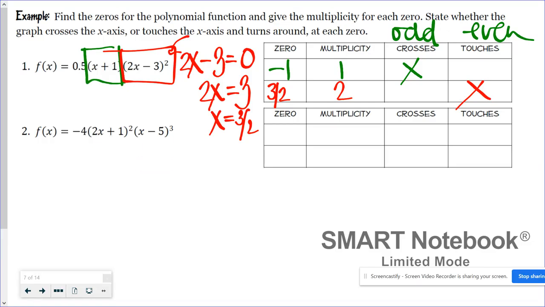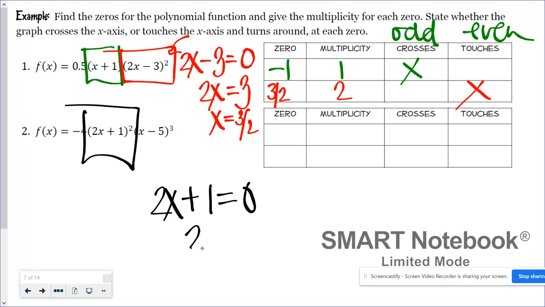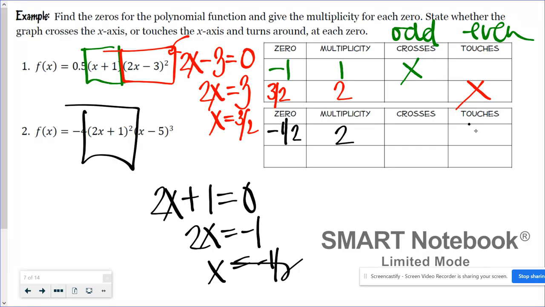Looking at problem number 2, our first factor is 2x plus 1 quantity squared. If I do the math, using the zero product property, I get that the x-intercept is -1/2. The multiplicity of that factor is 2, which is even, so it touches. And then the last one, x minus 5 quantity cubed, has a zero at 5 and a multiplicity of 3, so therefore it crosses the x-axis.